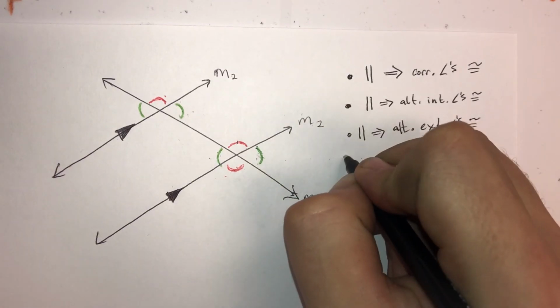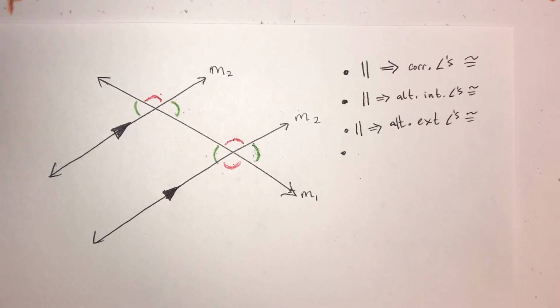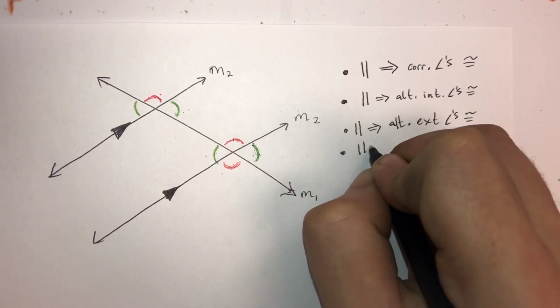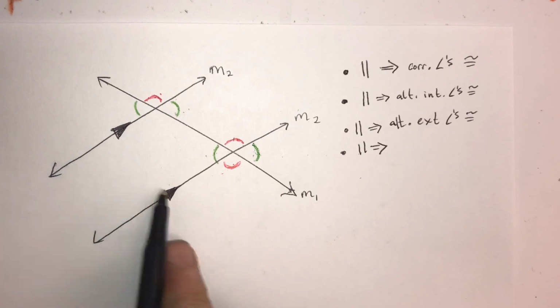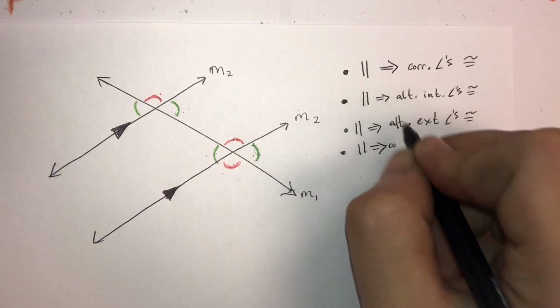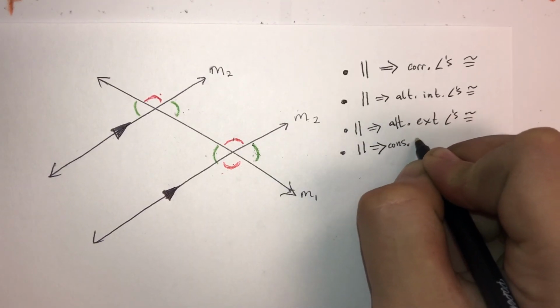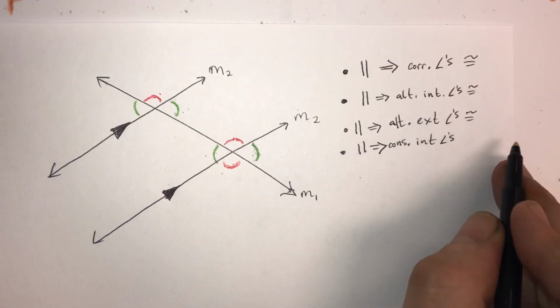Next. Parallel implies what? Oh, I missed one. There it is. Okay, so if our transversal is a transversal of parallel lines, then consecutive interior angles, that's what I messed up here. Consecutive interior angles, they're not congruent, so be really careful about that.